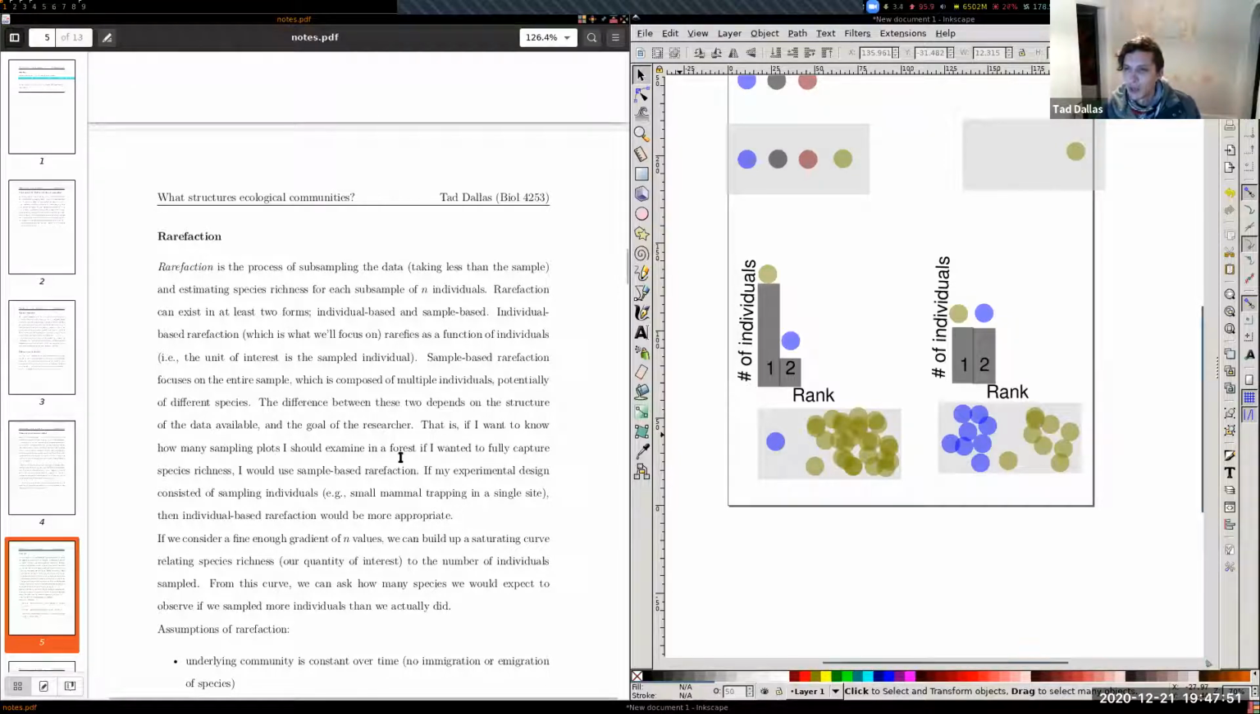And here I try to distinguish between sample-based and individual-based rarefaction. And so I say experimental design consists of sampling individuals. And I gave the example of small mammal trapping at a site. Individual-based rarefaction is appropriate for that.